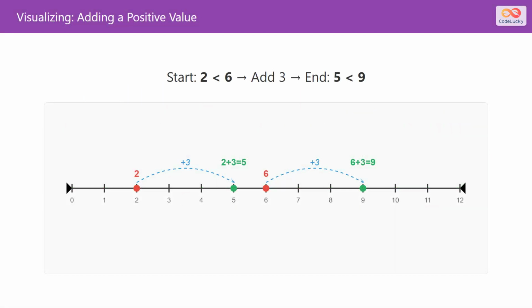Let's visualize this on a number line. Start with 2 is less than 6. If we add 3 to both numbers, 2 becomes 5 and 6 becomes 9. Notice how both points shift to the right by the same amount. 5 is still to the left of 9, so 5 is less than 9. The order is preserved.